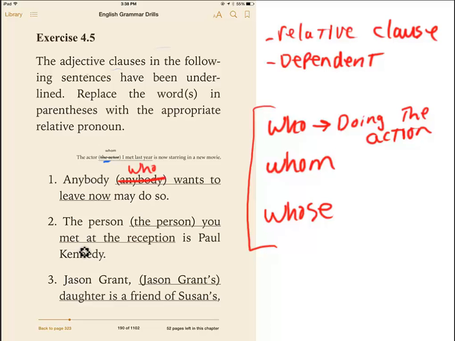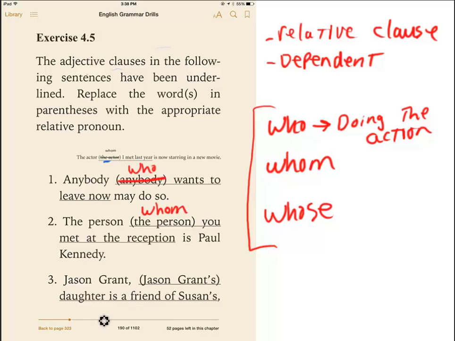Let's take a look here. The person, and then I have to replace person with one of these relative pronouns. You met at the reception is Paul Kennedy. Well, you met. The person didn't do any action. Some action was done on the person. So I'm going to use whom. Because the person did not go out and greet anybody. He was met. The person whom you met at the reception is Paul Kennedy.